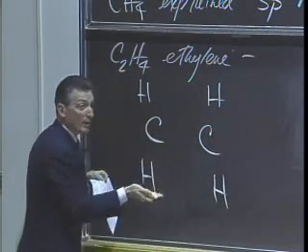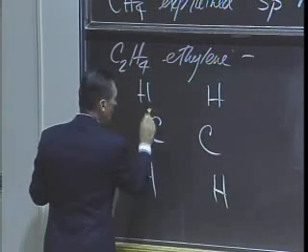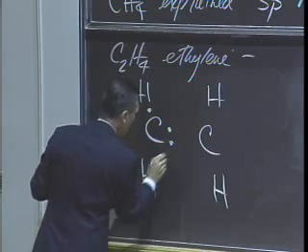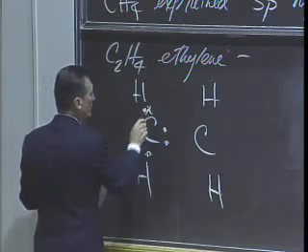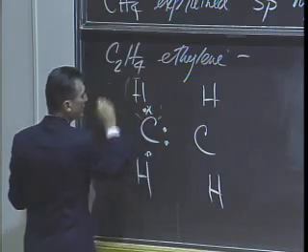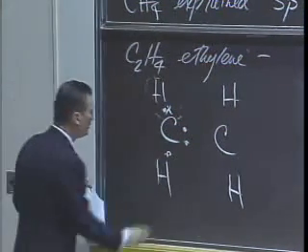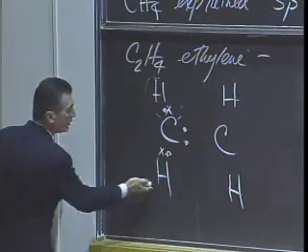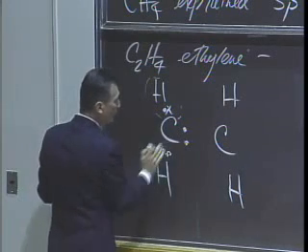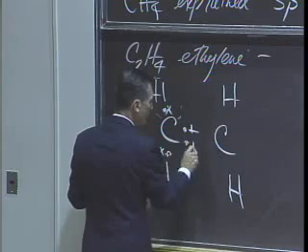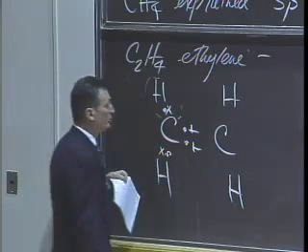So remember, I'm looking for octet around the carbon, so 1, 2, 3, 4. 4 electrons around the left carbon. Let's bring in an electron from the hydrogen. That way the hydrogen is isoelectronic with helium. We'll bring an electron from the other hydrogen. So this is isoelectronic with helium. And now carbon has 2, 4, 6. And if it could pick up 2 electrons from the right carbon, it's in business.